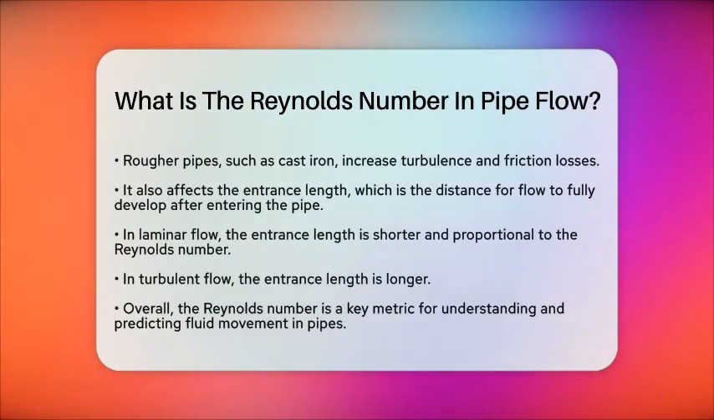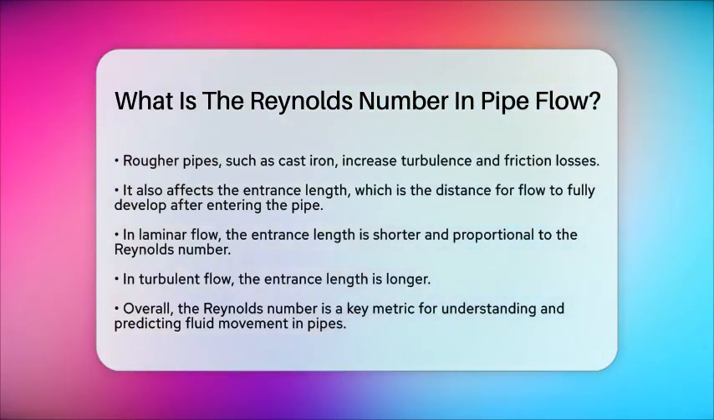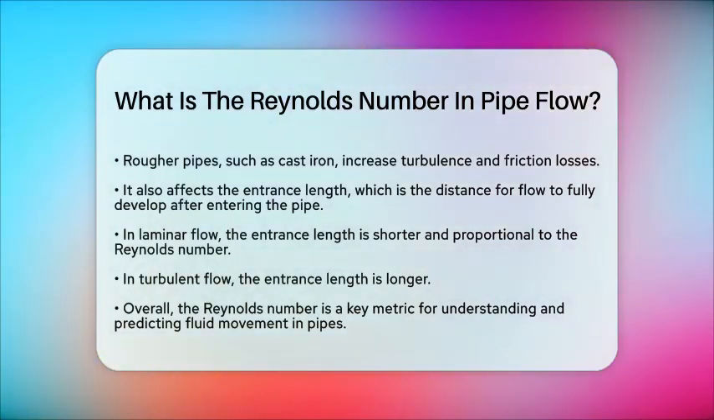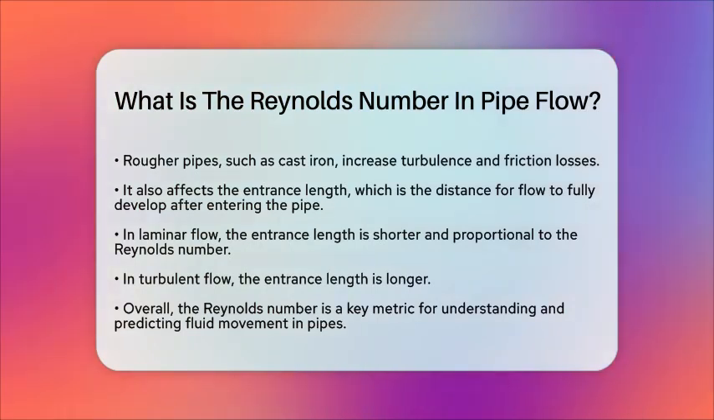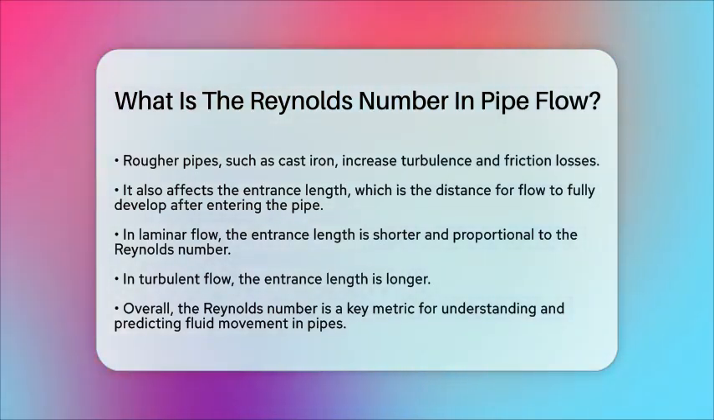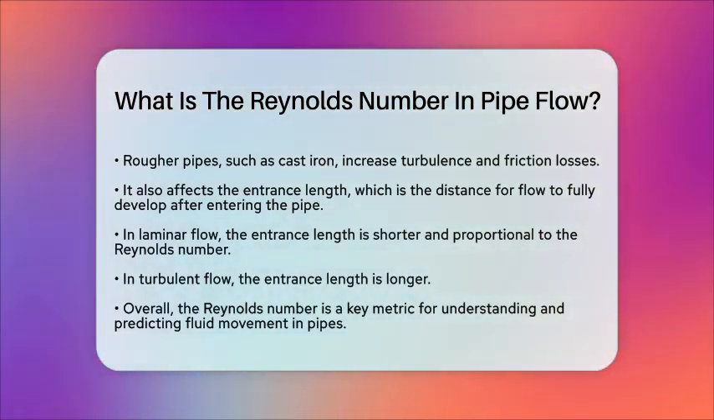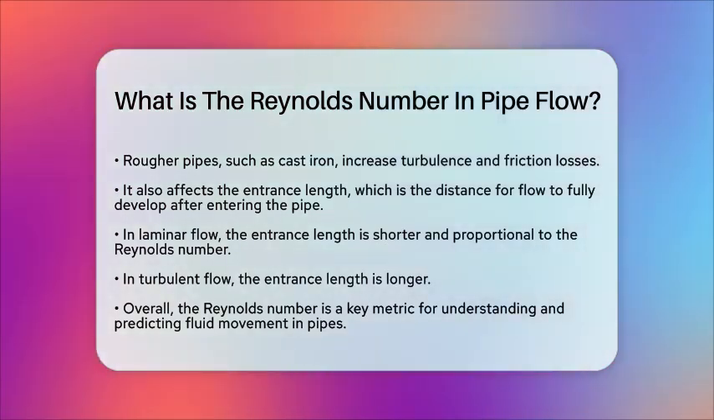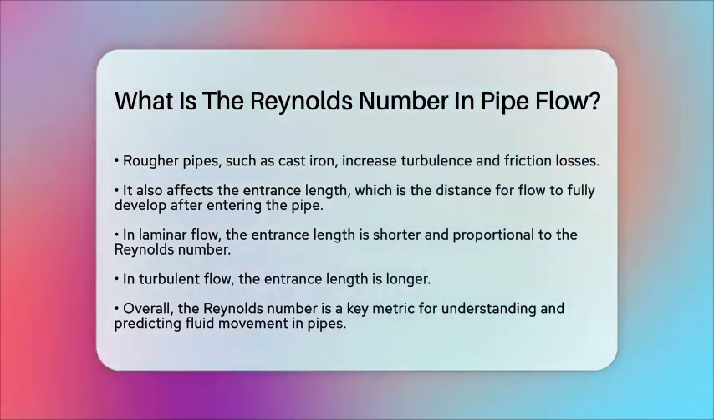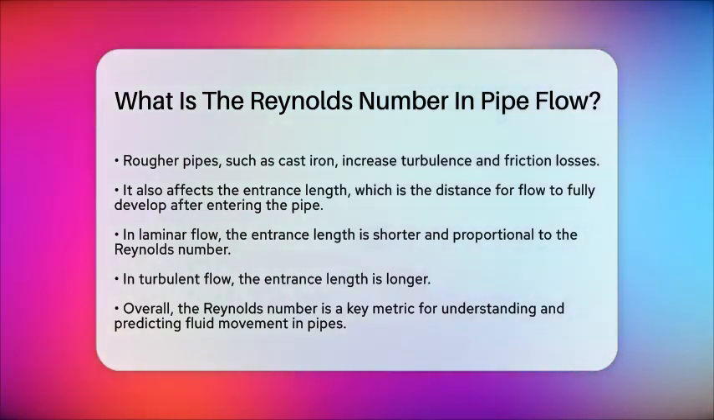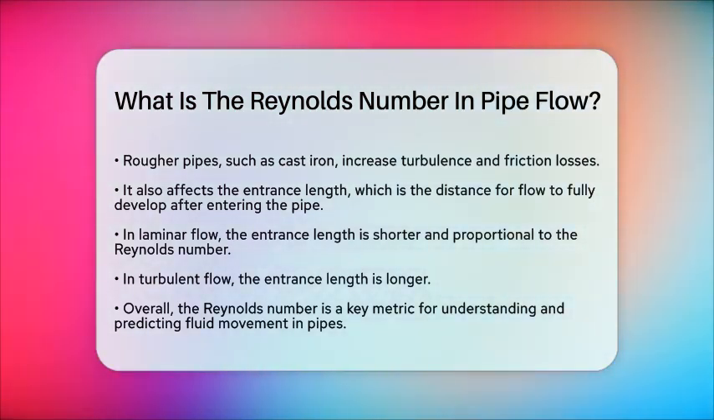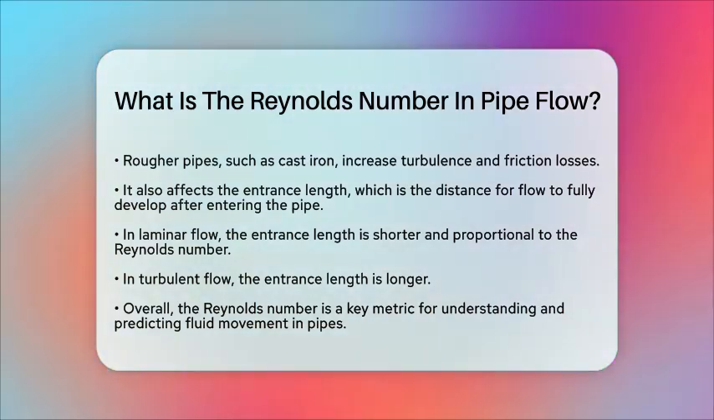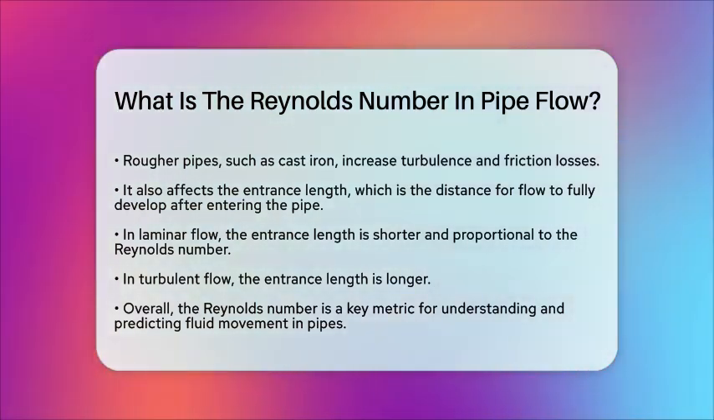The Reynolds number also affects how long it takes for the flow to fully develop after entering a pipe, called the entrance length. In laminar flow, this length is shorter and proportional to the Reynolds number, while in turbulent flow, it's longer. So, in simple terms, the Reynolds number is a key tool in fluid mechanics that helps us understand and predict how fluids move inside pipes. It's a vital part of analyzing pipe systems, ensuring they work efficiently and safely.